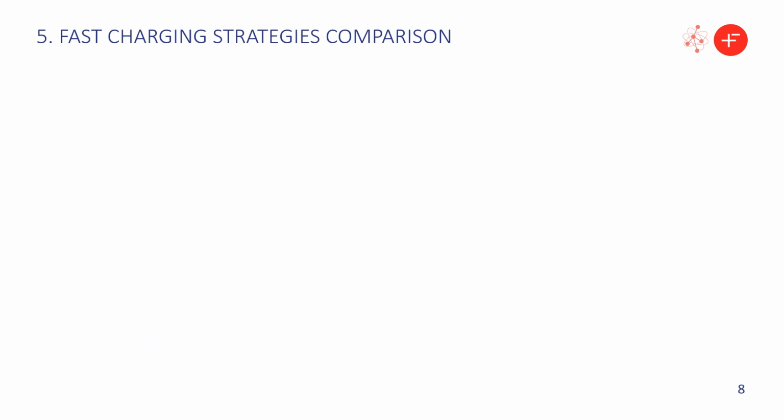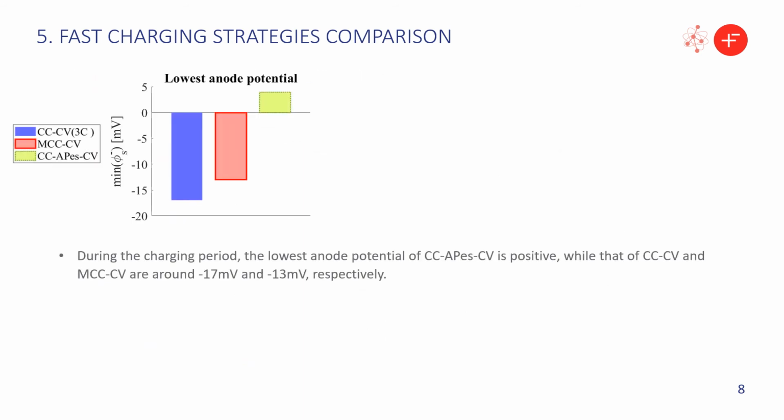To further compare the performance, the bar chart is used to compare the key indexes of different fast charge strategies. The lowest anode potential indicates the probability of lithium plating. The lower the anode potential, the higher the risk of lithium plating. The result shows that the lowest anode potential of CCCV is about minus 17 mV, while that of the MCCCV is about minus 13 mV, and the CCAPES-CV has never reached the negative anode potential.